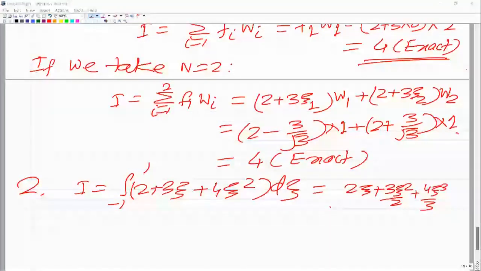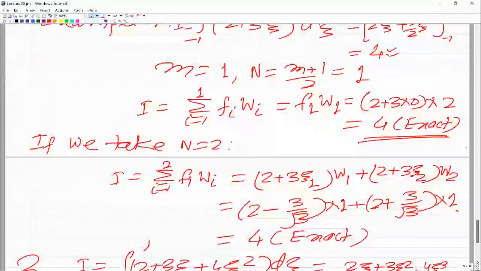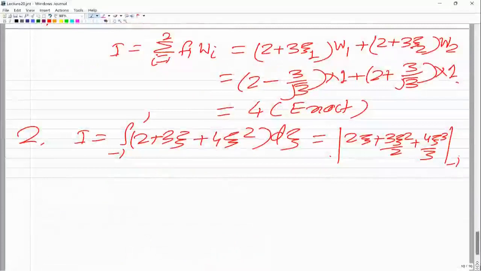So you put the limits here, you put the limits -1 to +1 and evaluate this. So you will find that this will come out as 20 by 3. That's the exact value of this integral, but we want to do it numerically. So first thing, again we have to decide capital N, the number of Gauss points.